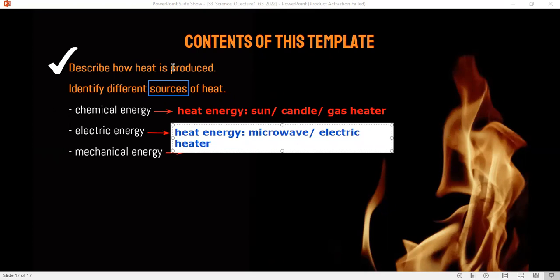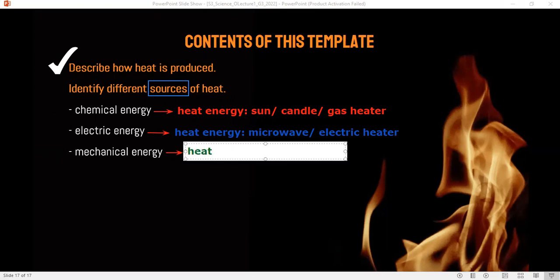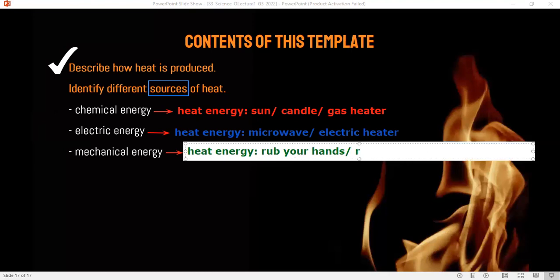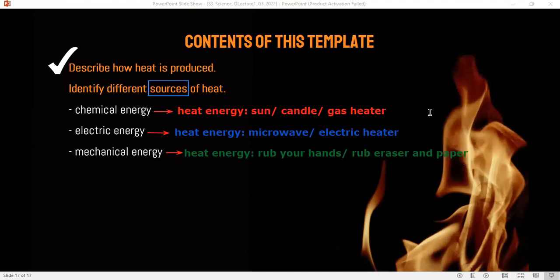Third type of energy that can be converted into heat energy, mechanical energy, anything that moves to make heat energy, like when you rub your hands, or rub the eraser against the paper. So you are moving things. You are rubbing objects against each other to produce heat energy.